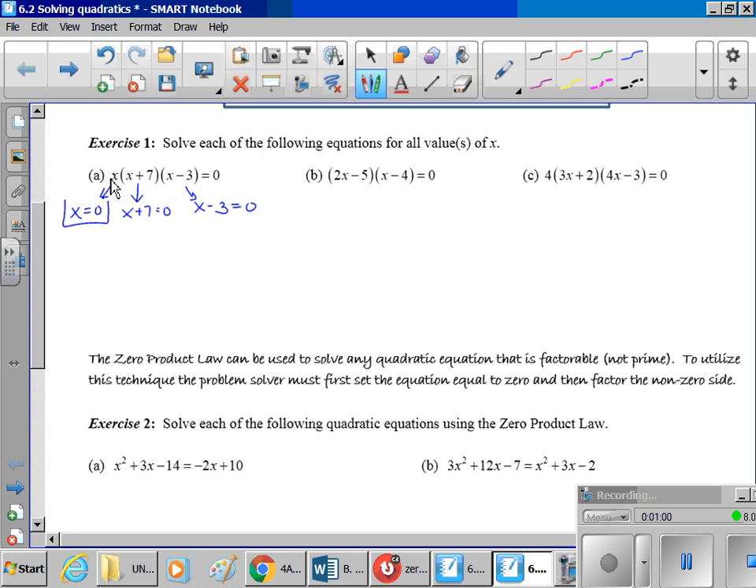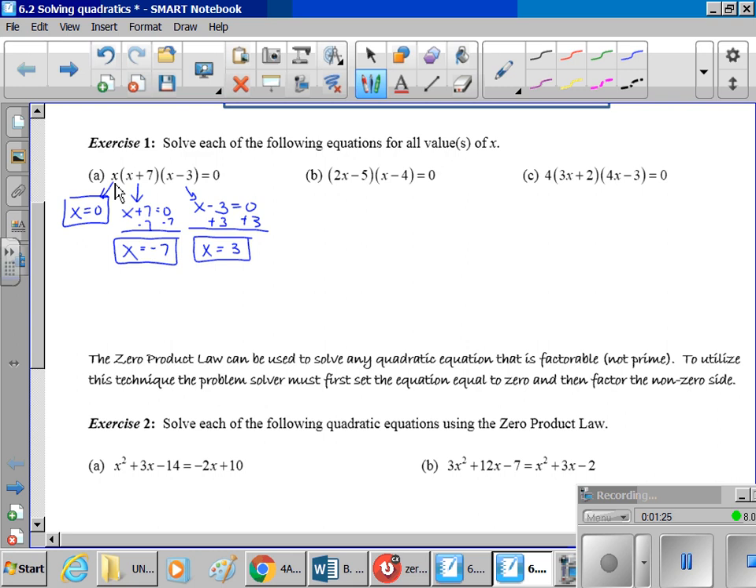Well, this one's already solved for 0. Minus 7 from both sides, so x is equal to negative 7. And add 3 to both sides, and x is equal to positive 3. So it's really easy when it's already in factored form, but of course you know that that will never be the case. So moving on to B.